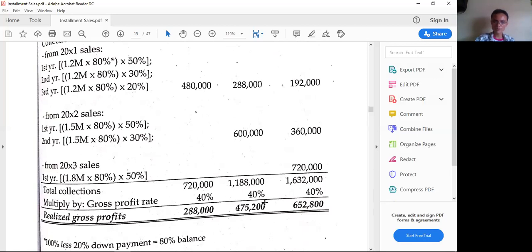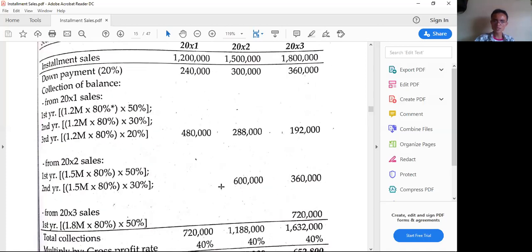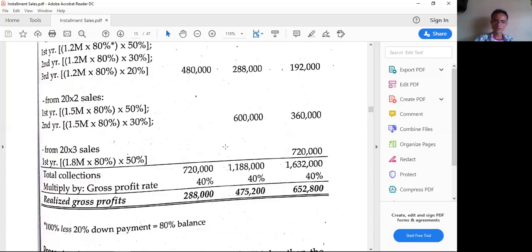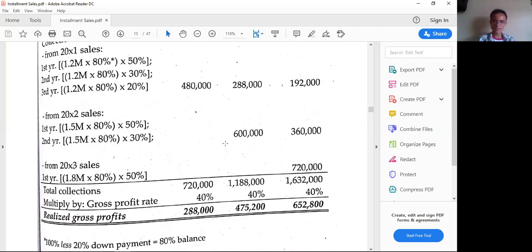We get this realized gross profit because it's not going to be like all the time the three will be asked. It's possible that only 20x3 or 20x1 or 20x2 or a portion here, like how much would be the collections in 20x1, 2, or 3. All right, so that ends our discussion or session for today about illustrative problems of installment sales with 2 or more years with reconstruction of information. Present value will be discussed in the next sessions. And I do hope that you learned something for today.